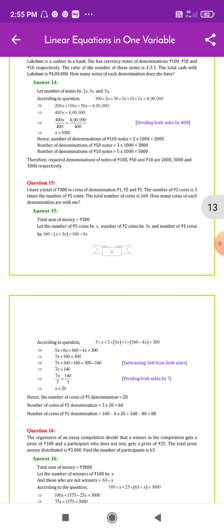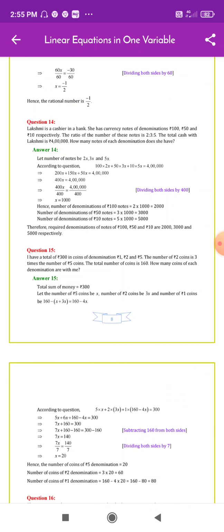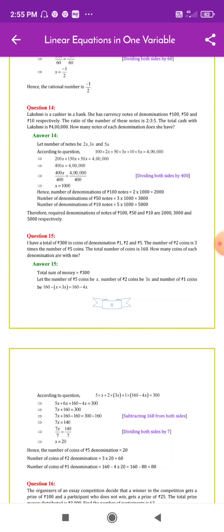Now see, question number 14 is what? Lakshmi is a cashier in a bank. She has currency notes of denominations rupees 100, rupees 50, rupees 10 respectively. The ratio of the numbers of these notes is 2:3:5. The total cash with Lakshmi is 4 lakh. How many notes of each denomination does she have? So let us see the ratio which is given, 2:3:5. So let the number of notes be 2x, 3x and 5x.